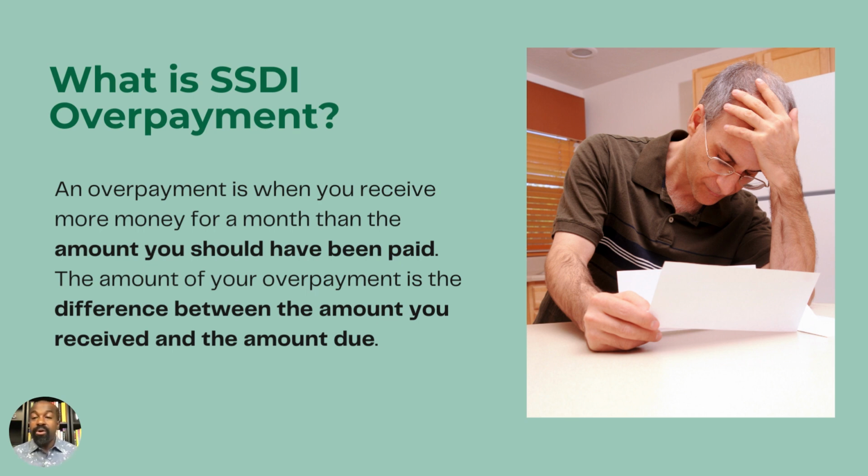So the amount of your overpayment then is the difference between the amount you received and the amount that you were due. So if you've been receiving an overpayment for a long period of time, typically what happens is that people will get these overpayment letters and they will realize that they've been getting overpaid for months and even years. And then Social Security is calculating this amount from the time they realize that they started overpaying you. And so before you know it, you're owing thousands and thousands of dollars in overpayment as a result.